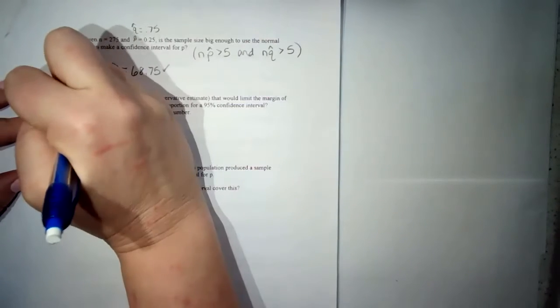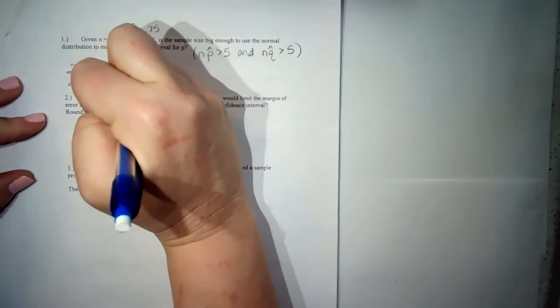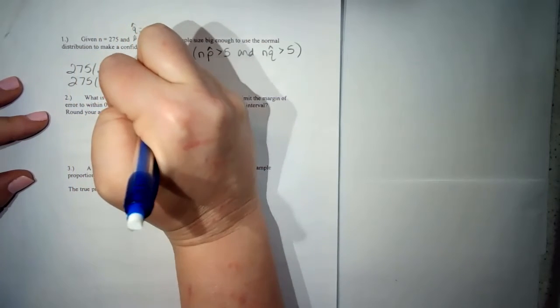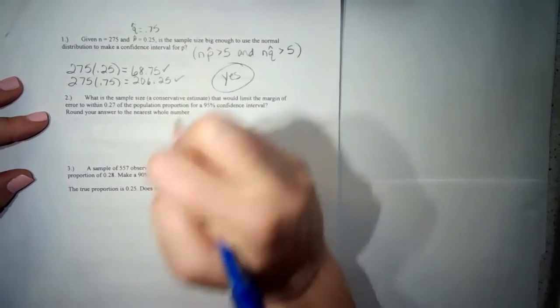Good, 0.75. So now I'm going to take 275 times 0.75, and I get even bigger, 206.25. So yes, in both cases, it's big enough. So that's still going to come up, just so you know.